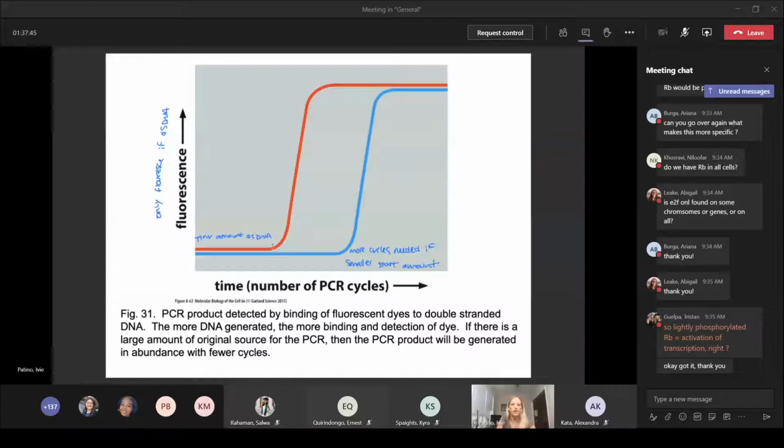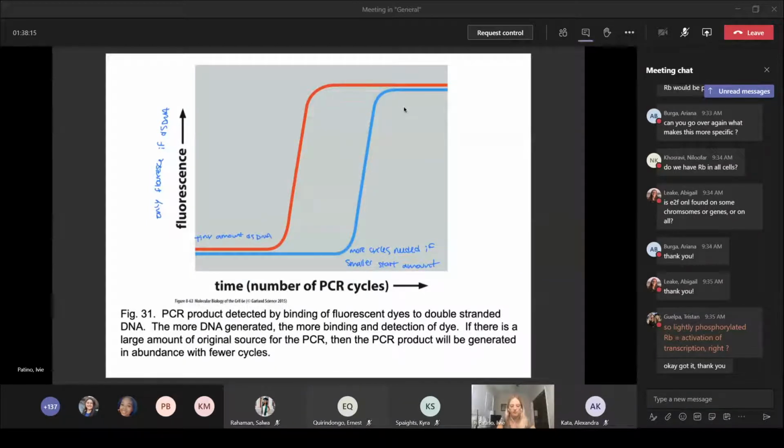Now compare that to this blue line. If we compare that to the blue line, we see that it takes us more cycles to reach the same point. If it takes more cycles to reach the same point, we started off with even less DNA here than we did over here. So it took us more cycles. We needed to replicate even more to get to the same level of fluorescence. Does that make sense, guys?